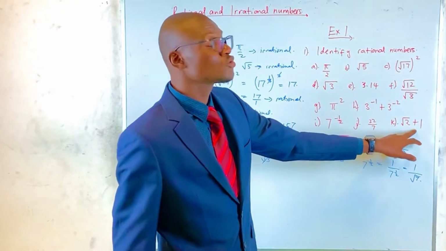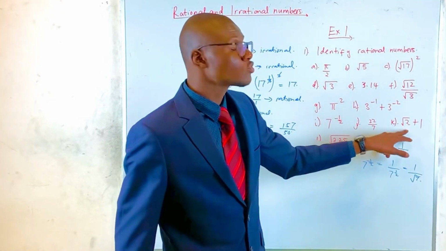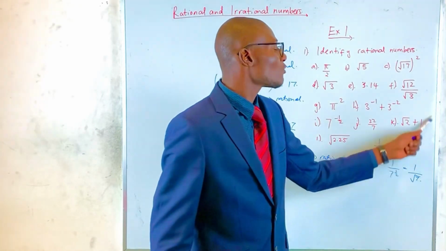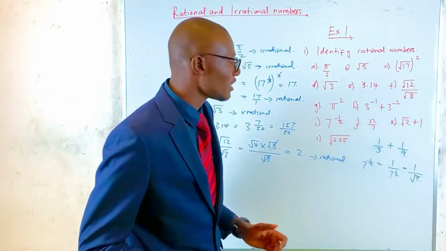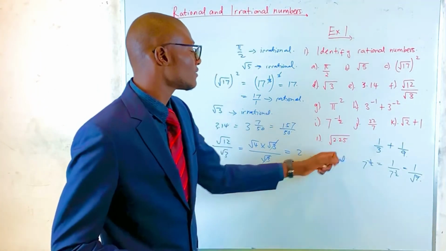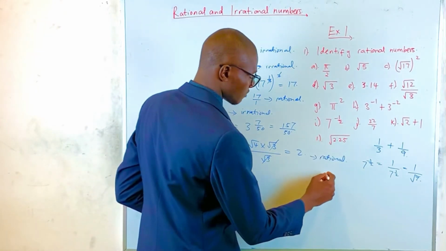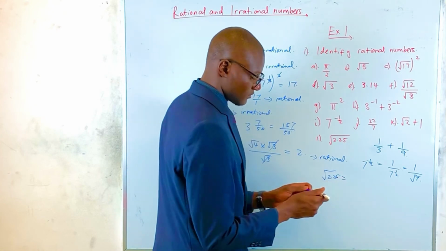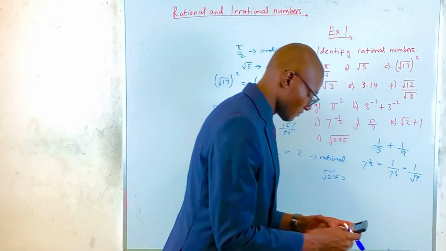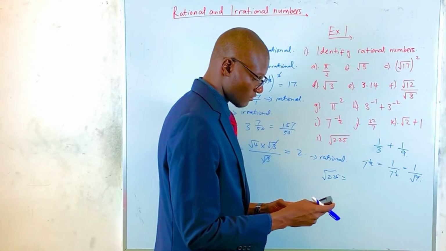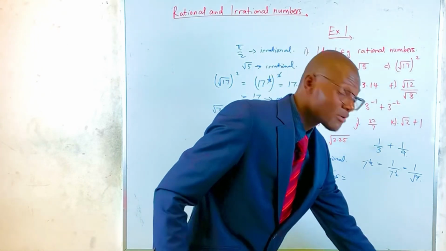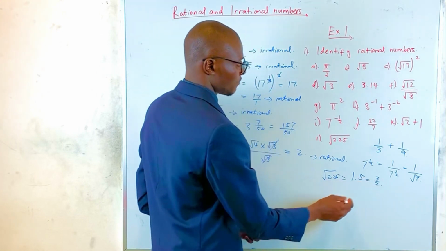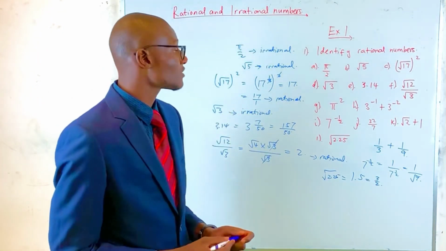Moving on, root 2 plus 1. Root 2 is not a square number, so this is irrational, and that will make the whole expression irrational. Then root of 2.25. Let's see what we get here. Root of 2.25 will give us 1.5. We know 1.5 is 3 over 2, so this is a rational number.